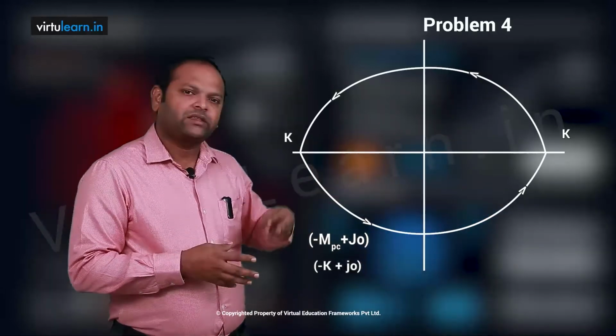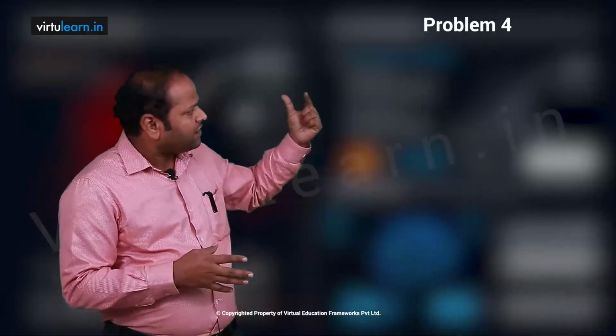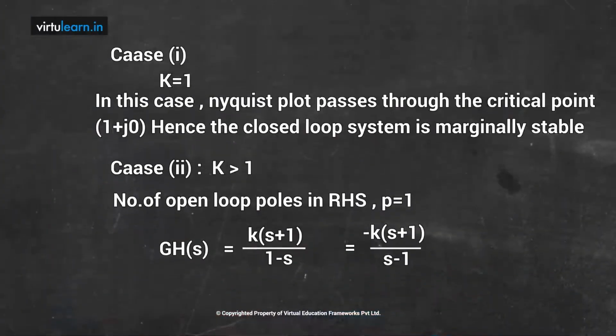Now I am going to take 3 cases. I am taking the first case, k is 1. When k is 1, the intersecting point is -1 plus j0, which is the critical point. We know that whenever the Nyquist plot passes through the critical point, the system is marginally stable or critically stable, so the response will be oscillatory.